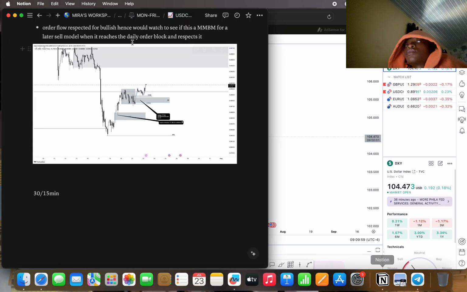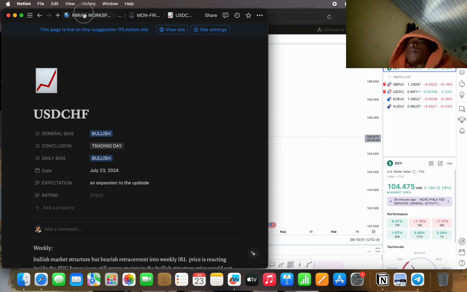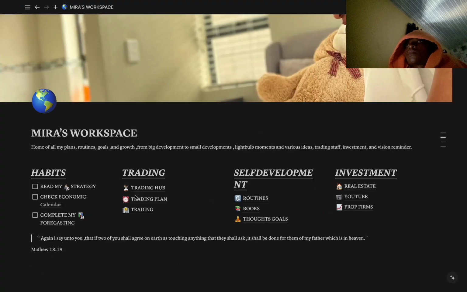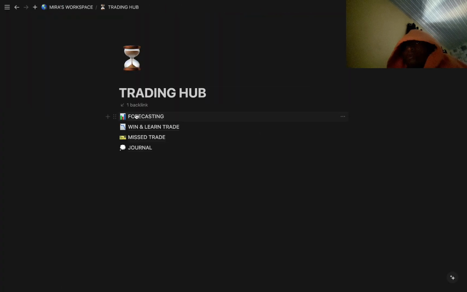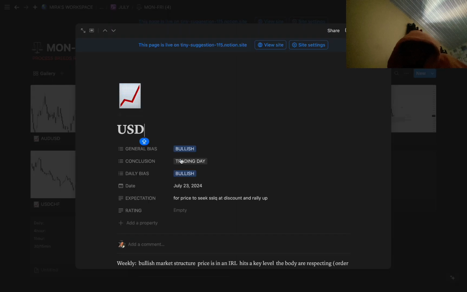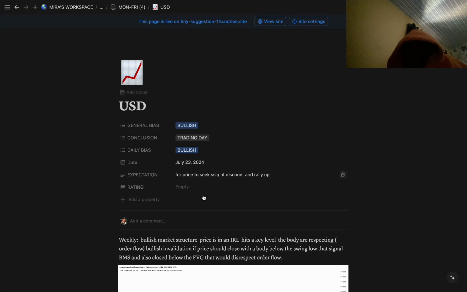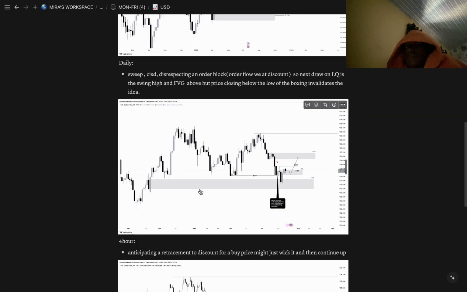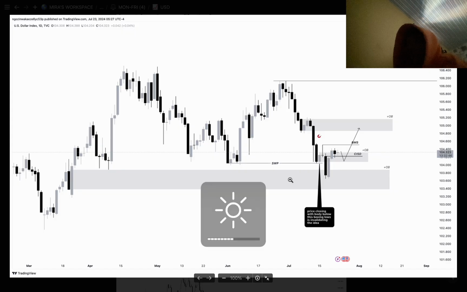Let's go to my Notion. I knew that was going to hold as a support. Going to my Notion, my forecasting this morning on DXY. So DXY, I already knew that was going to hold as support, as you can see in the daily right here.